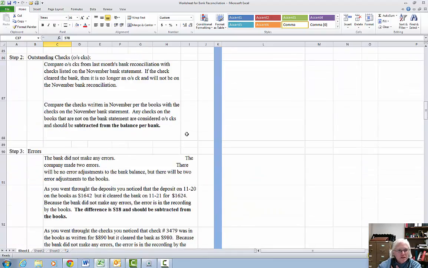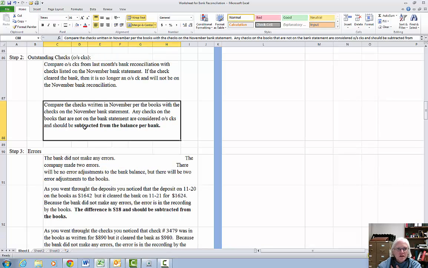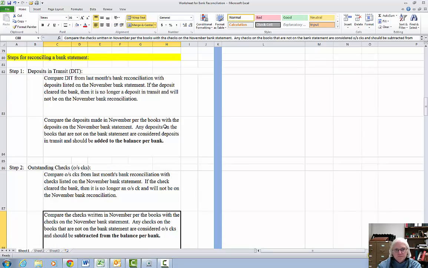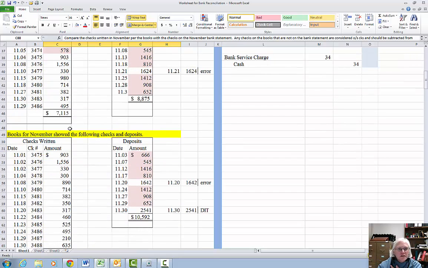And we're going to go back to the directions. We're on checks. Second item for checks. Compare the checks written in November per the books with the checks on the November bank statement. Any checks on the books that are not on the bank or have not cleared the bank are considered outstanding and should be subtracted from balance per bank. Alright, so let's continue on.